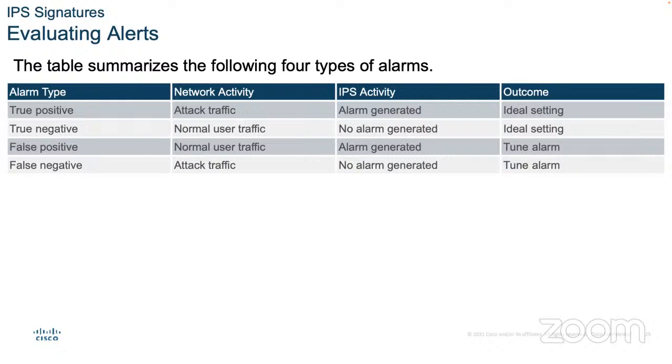The false positive is undesirable. Normal traffic that we deem okay went through, but it triggered an alarm. That means we need to tune our system so that that doesn't happen again. The false negative is the dangerous one. The false negative is when an IPS fails to generate an alarm and attacks are not detected. That's bad.